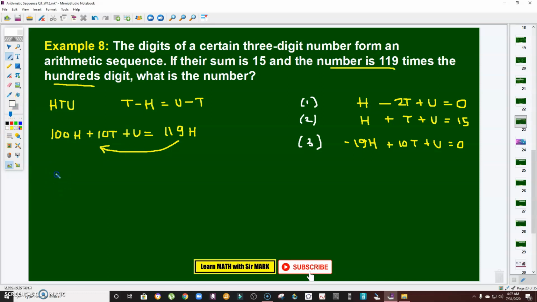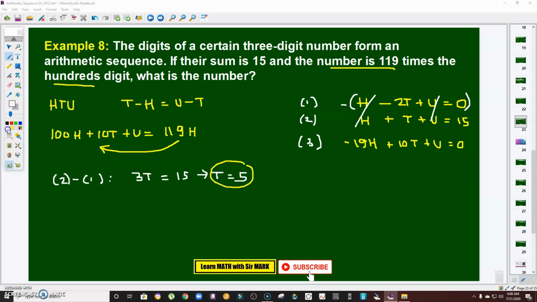So, actually, if you're going to subtract equation 2 from equation 1, baligtad, para positive, okay lang naman. So, what I'm going to do is equation 2 minus equation 1. So, H minus H, maka-cancel yan, magiging 0. See that? T minus negative 2T, so that will become 3T, right? U minus U, that will become 0, and that is 15 minus 0 is 15. And clearly, yung value ng T ko, o yung tenths digit mo, is simply 5. See that? 5.